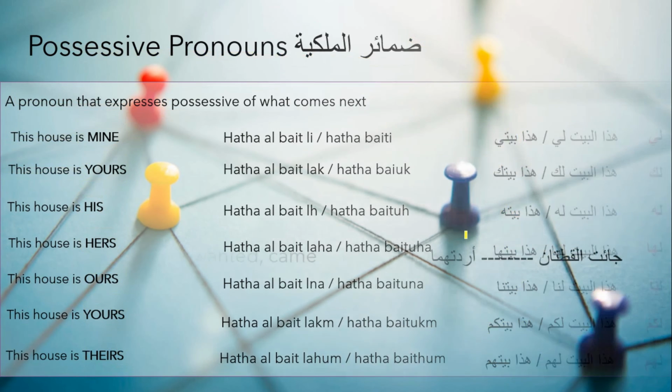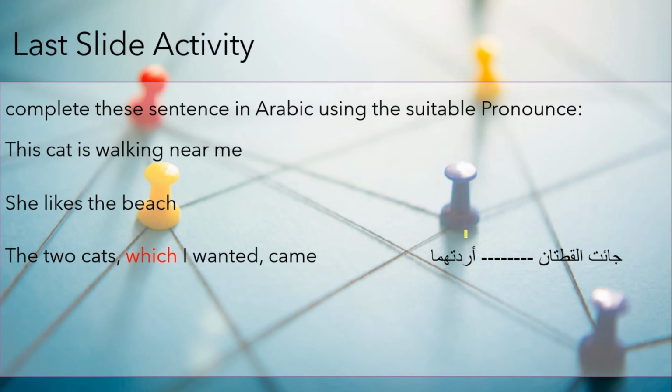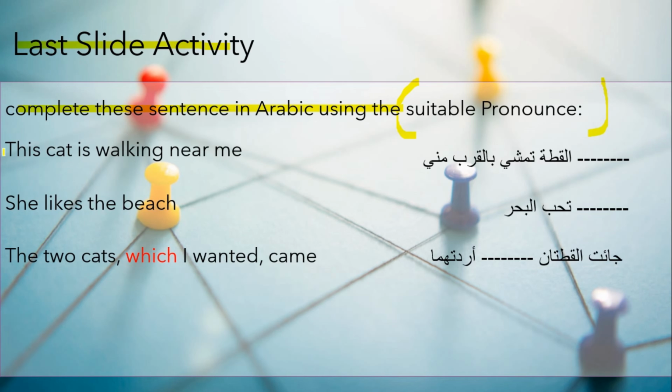That's why we needed to express something before something else. So now let's have an activity, last slide activity, as we used to. We will have these 3 sentences. We need to complete these sentences with the suitable pronouns. As you know, whenever the gap or the thing that we need to fill is in the middle of the sentence or in the beginning of the sentence, you would understand what we are talking about. Which one is relative pronouns, which one is demonstrative pronouns.